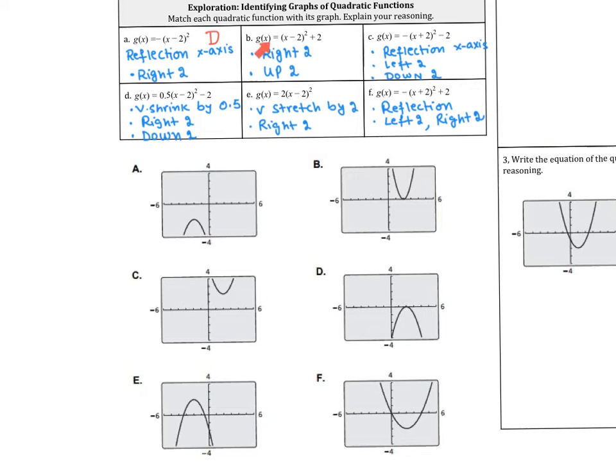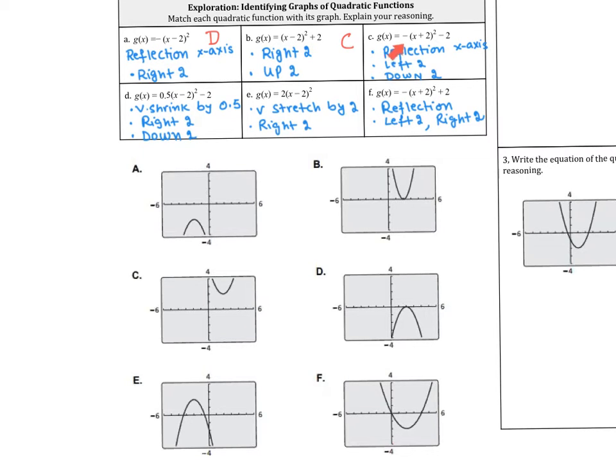The next is g(x) = (x - 2)² + 2, which means that this 2 inside means you're going to move right 2 units, and the 2 outside means that you're going to go up 2 units. Out of these graphs, the one that matches right 2, up 2 from the center is graph C. So from the center it is moved 2 units to the right and 2 units up. So it's going to be letter C.